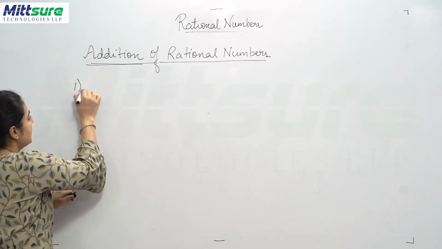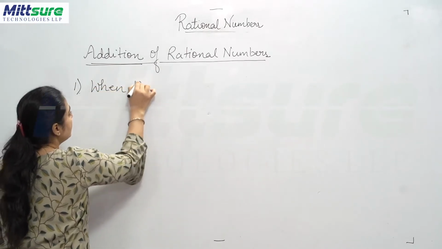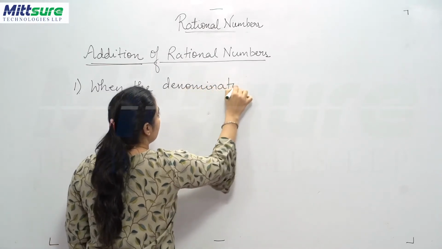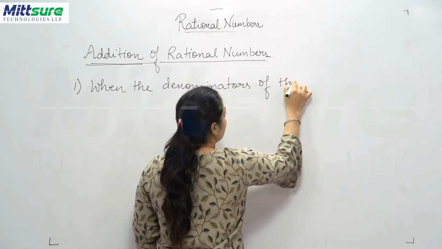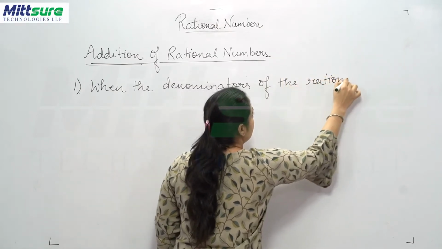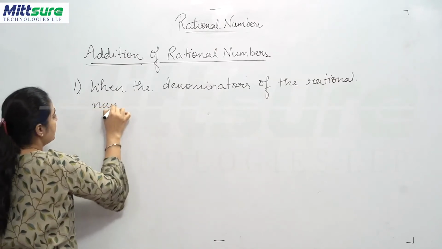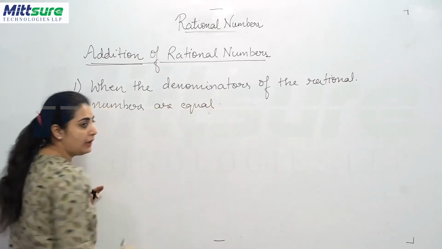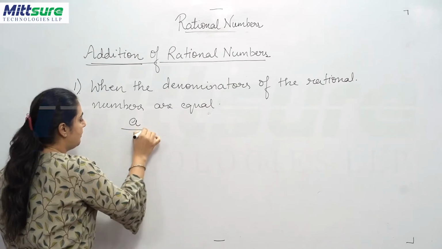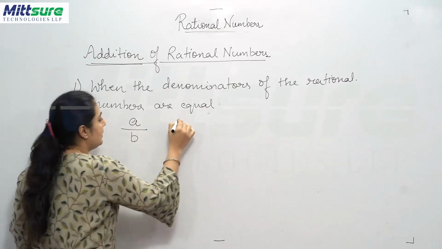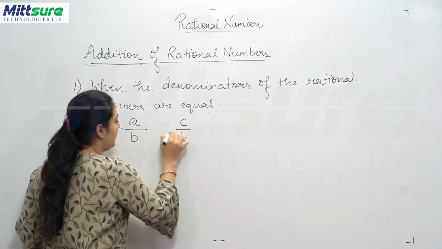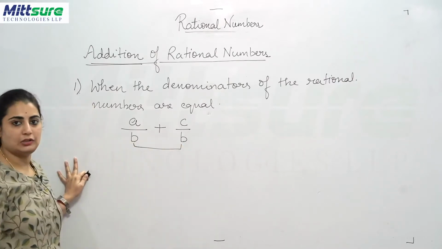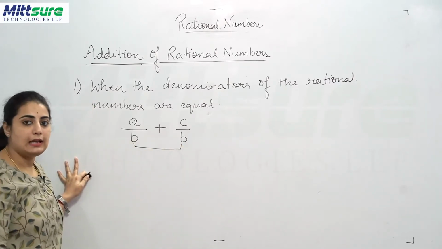The first condition is when the denominators of the rational numbers are equal. For example, I have a rational number a upon b and the other rational number is c upon b. So in this condition, what is happening? The two denominators of the rational numbers are the same, that is, they are equal.